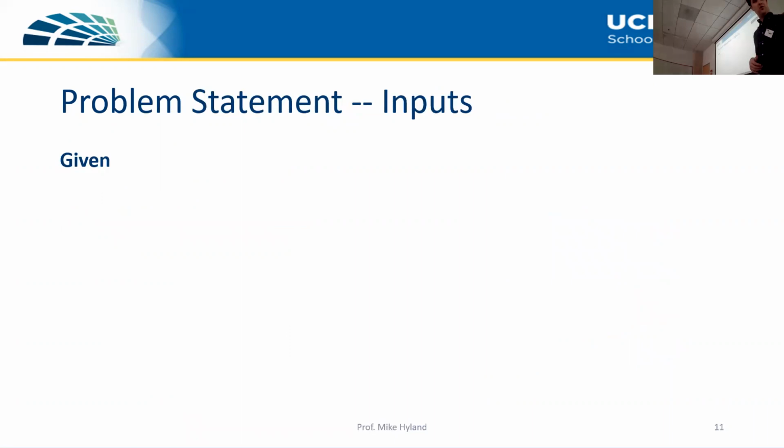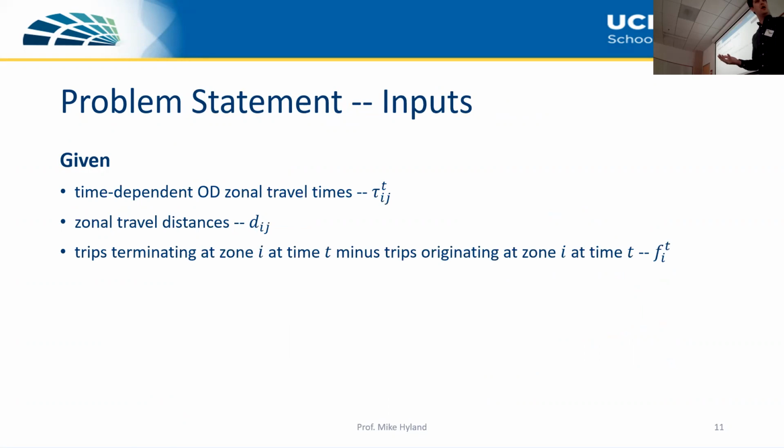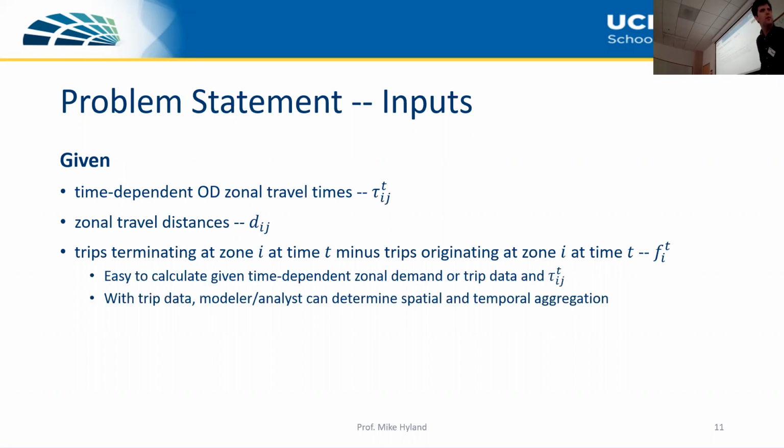All right, so let's get to the actual problem here. We're given basically the same information: the travel times, which are time dependent between each zone in the network, and also the travel distances, which we're assuming are not time dependent. And then you could also assume we're given every trip in the Manhattan network. We aggregate those into these FITs, which is basically the surplus or deficit at every zone or node at every time period in the entire region.